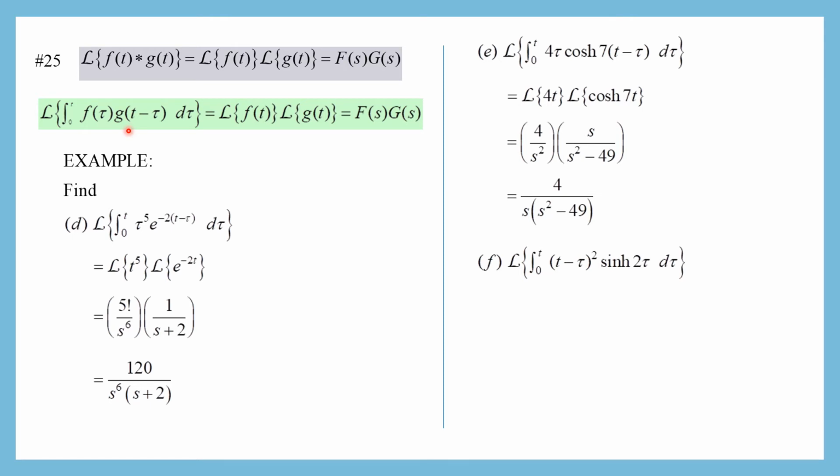Alright, so based on formula number 25, whether the function is expressed in terms of tau or t minus tau, both tau and t minus tau must be replaced by t. So for the first function, (t minus tau) squared becomes t squared. For the second function, sinh 2 tau becomes sinh 2t. So the Laplace transform of this given integral is equal to the Laplace transform of t squared multiplied by the Laplace transform of sinh 2t, and we continue to get the Laplace transform of each of these. So the answer is 2 over s cubed multiplied by 2 over s squared minus 4.